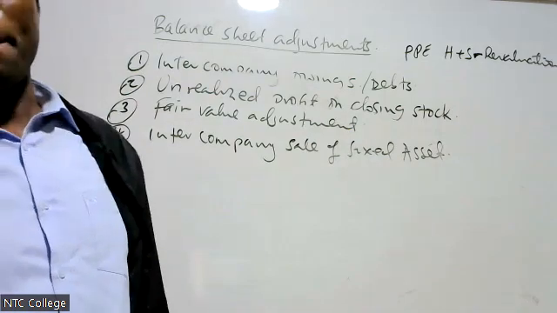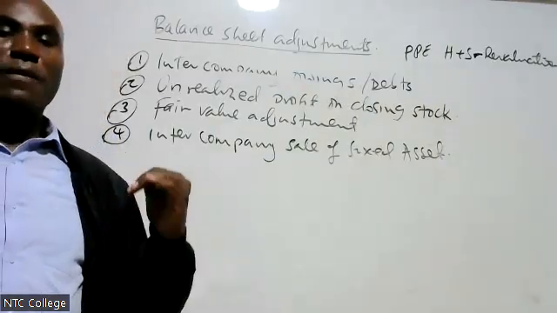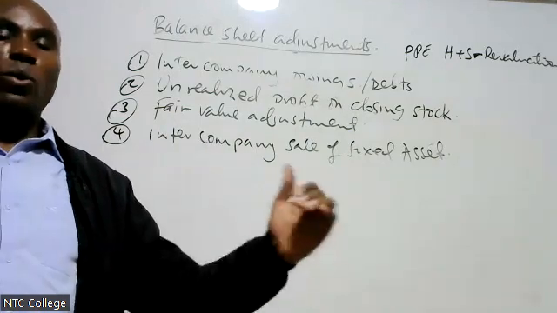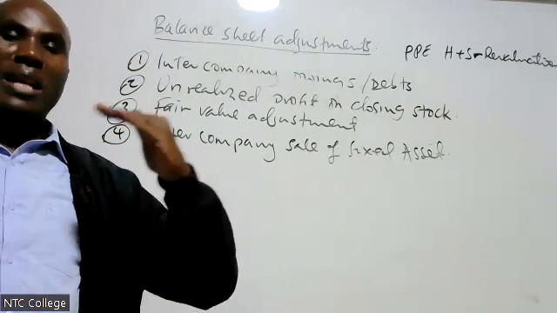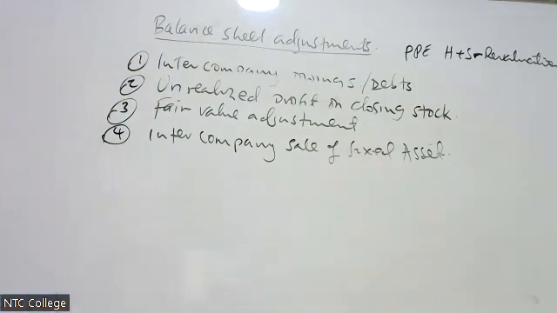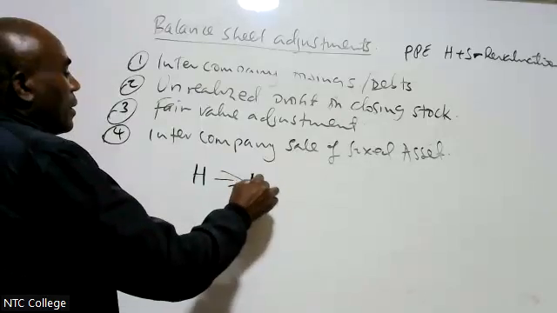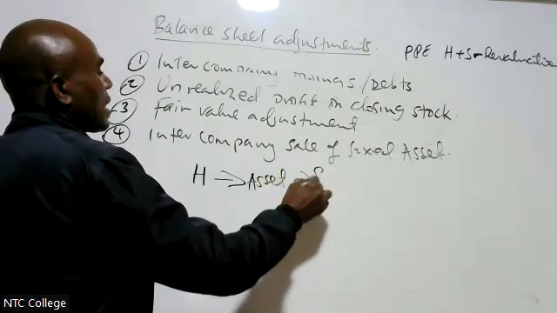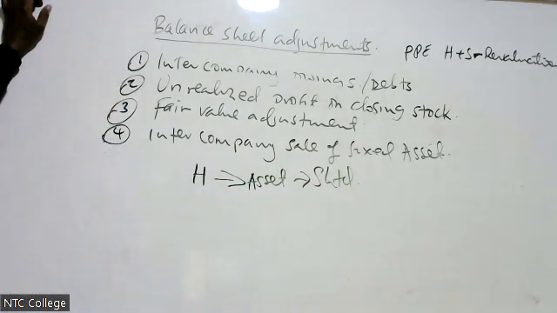Now, when we talk of intercompany sale of fixed asset, this is where one group member will transfer an asset to another group member. For example, H Limited has sold an asset to S Limited. We call it intercompany sale of fixed assets.